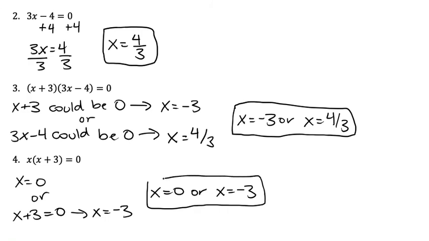Some people sometimes forget about this x equals 0 answer because this x is not in a set of parentheses. But you have to remember that either of these two factors could be 0. So x equals 0 is a possible answer.